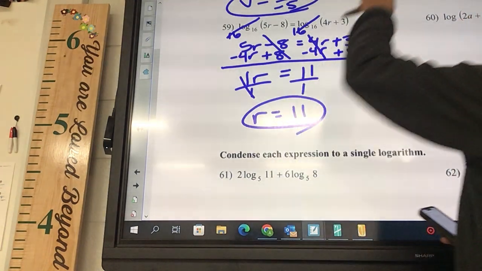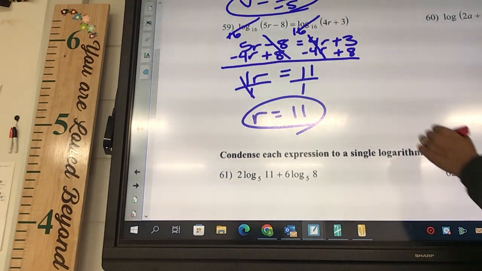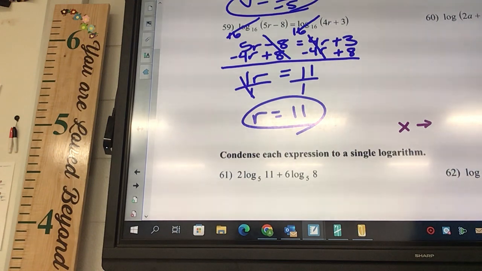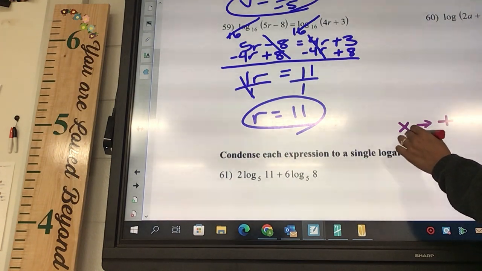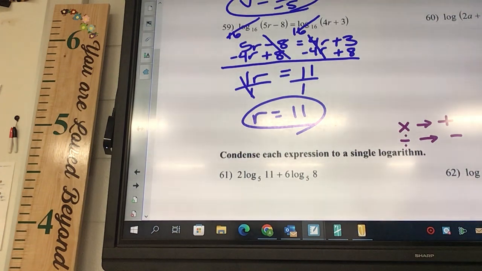Okay, these ones are about condensing and expanding logs. What goes with times? Times and what go together? Addition. Okay, division goes with what then? Subtraction. Okay, and then there was a power rule.